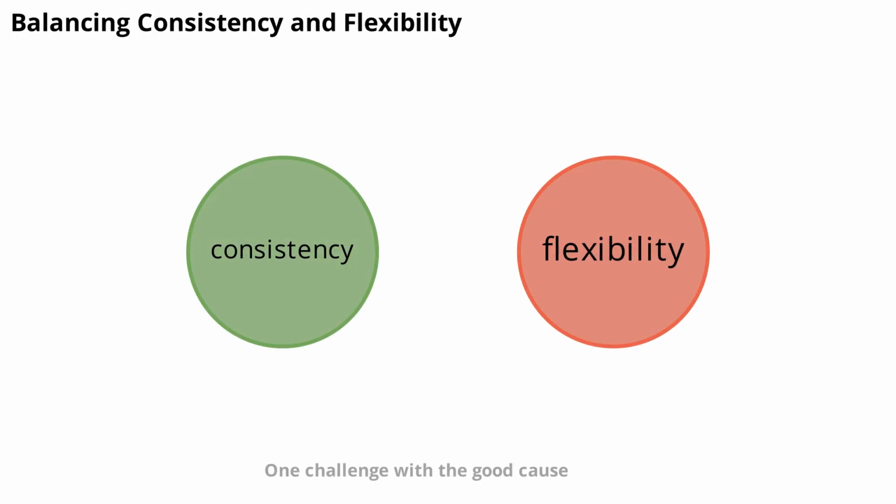One challenge with the good cause standard is balancing consistency with flexibility. While it's important to treat similar cases alike, there must also be room to account for unique circumstances. Agencies and courts strive to develop guidelines and precedents that help achieve this balance. But some variation is inevitable.